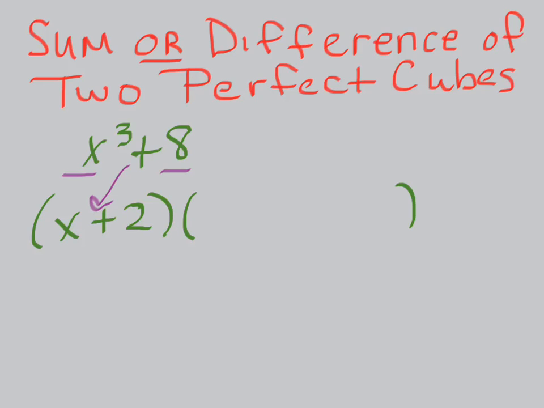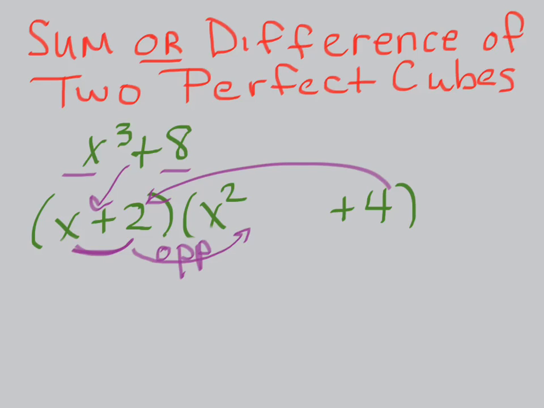Next, we're going to have a trinomial that we multiply this binomial by. The first part is x squared because x times x squared would give me the x cubed. Then the back part is 4 because 4 times 2 gives me the 8. Now we have to be able to get rid of middle terms. So what we do is we multiply these two together, which gives us positive 2x, and then we put the opposite in the middle of our trinomial, negative 2x. So we have successfully factored the sum of two perfect cubes.